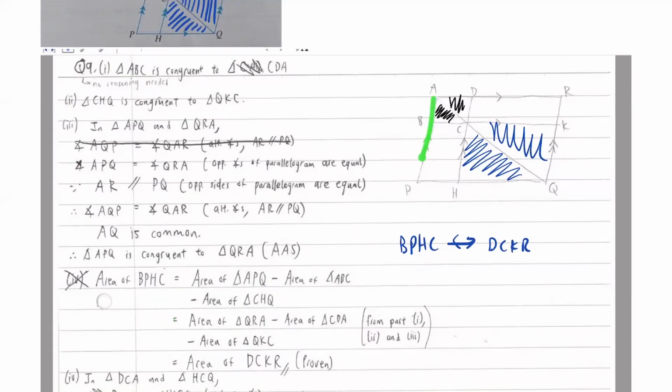So basically, big triangle minus black triangle minus blue triangle gives us the remaining part. But big triangle on the left has same area as big triangle on the right. Black triangle area on the left is the same as the one on the right. Likewise for the blue. Left is the same as right. So as a result, if you look at QRA minus CDA minus QKC areas, you just end up with the parallelogram DCKR. Then proven. That's it. Okay?